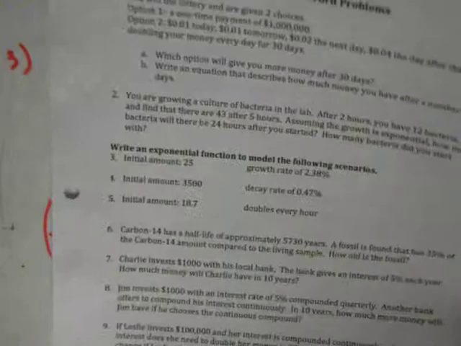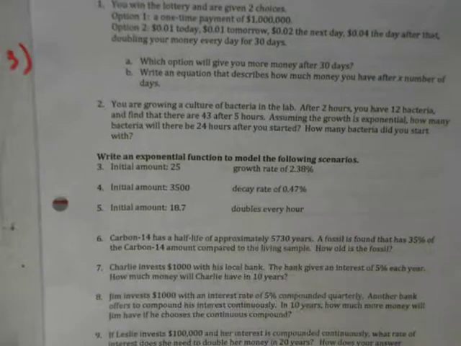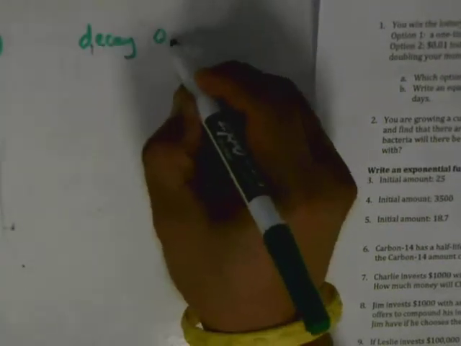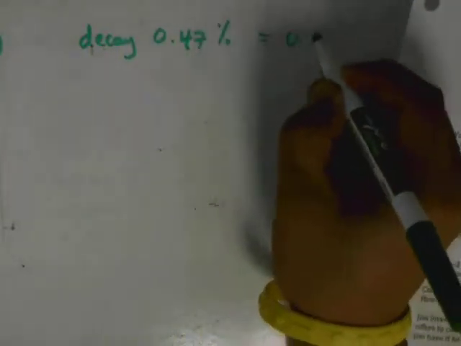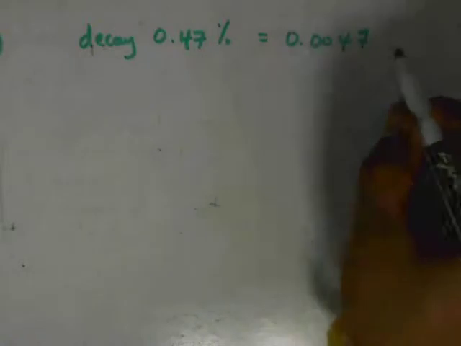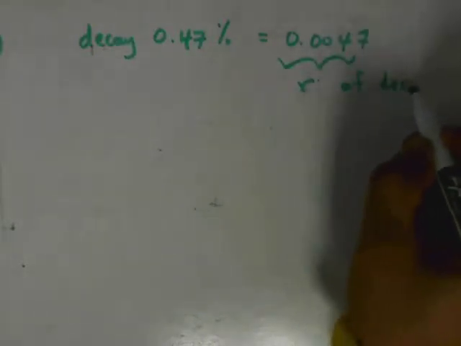Now let's look at number 4. The initial amount is 3,500 and the decay rate is 0.47%. So again, the decay here is 0.47%, which is really equal to 0.0047. And this is r here, the rate of decay.